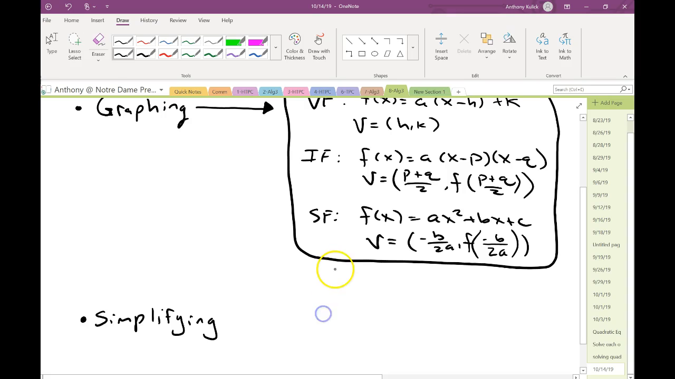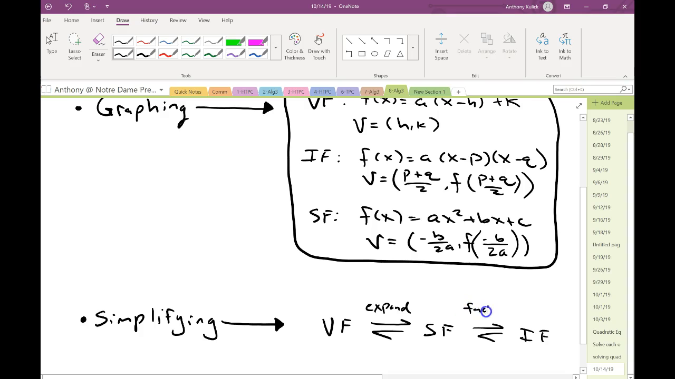For simplifying, we talked about first how to convert between these three forms: vertex form, standard form, and intercept form. To go from vertex form to standard form, we expand. To go from standard form to intercept form, we factor. To go from intercept form back to standard form, we FOILed. And to go from standard form to vertex form, we did completing the square.